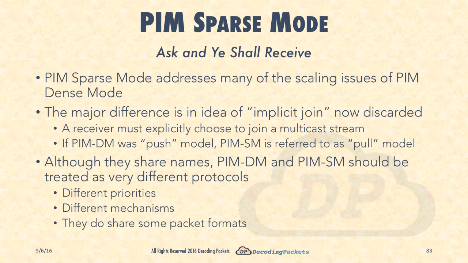So in that way, if PIM Dense Mode was a push model, I'm going to push all of the multicast stream to the remote corners of my network, PIM Sparse Mode can be referred to as a pull model. You need to have a router that is attached to a receiver pull the stream towards it before it actually can deliver that stream to the end receiver.